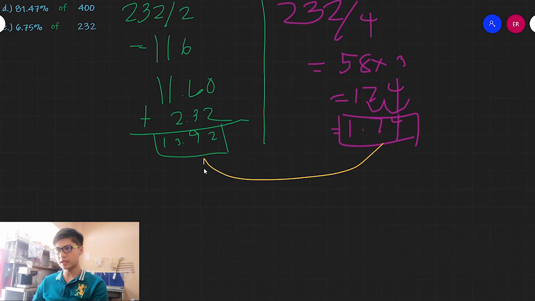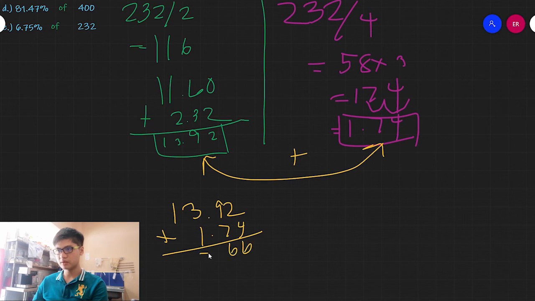And now combining our answers, 13.92 plus 1.74, and we're going to get the value of 15.66. So 15.66 is 6.75% of 232. Right, let us check that in the calculator.